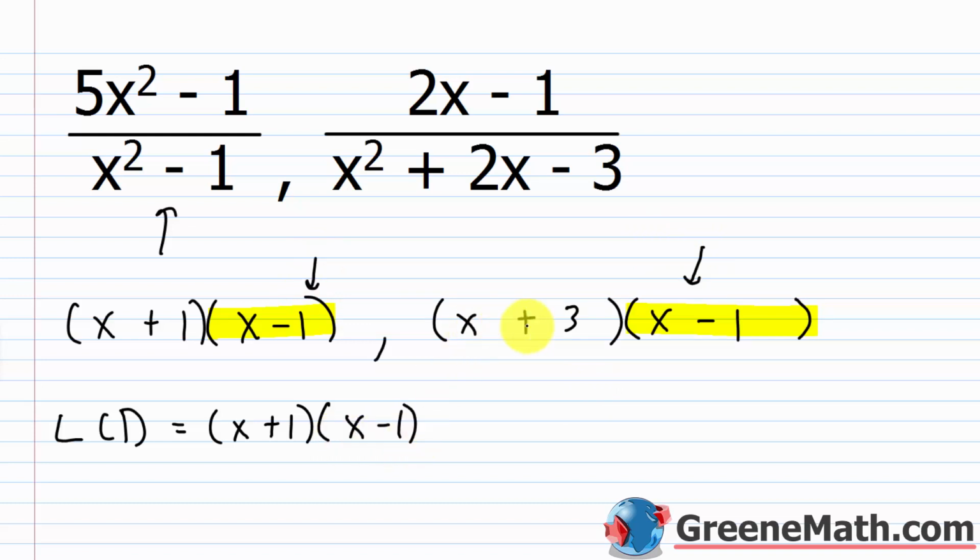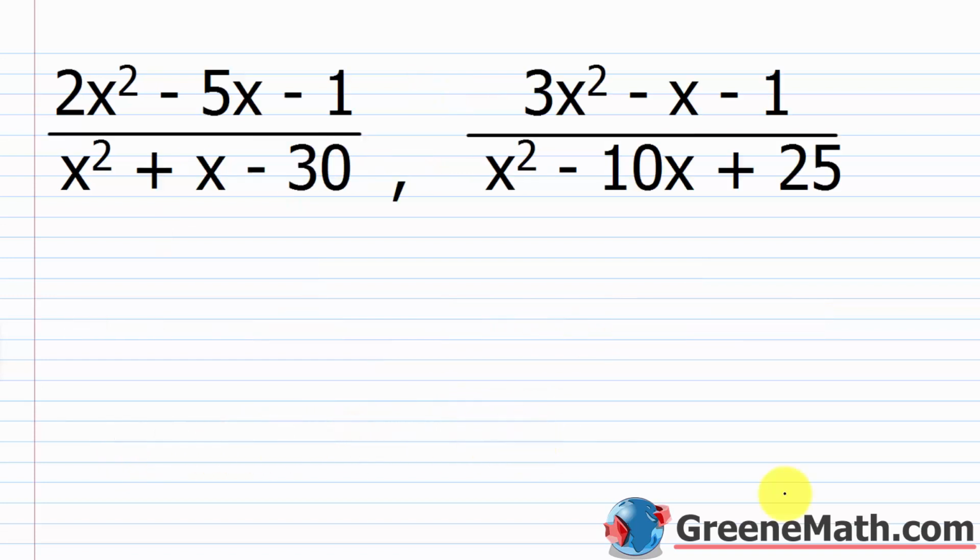Please understand that. Then I've got my x plus 3, okay? So the LCD here is x plus 1 times x minus 1 times x plus 3. So that's all it is. All right, let's look at another one. So we have 2x squared minus 5x minus 1 over x squared plus x minus 30. We have 3x squared minus x minus 1 over x squared minus 10x plus 25.